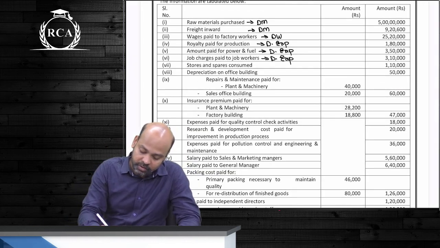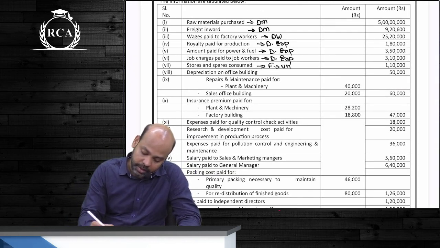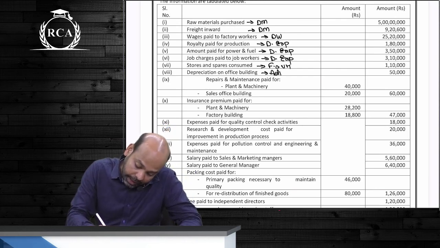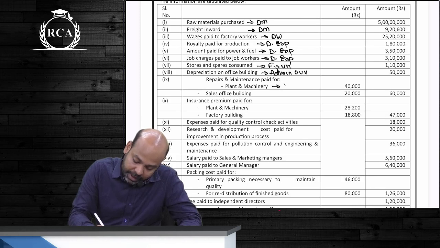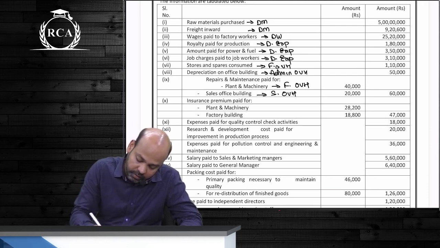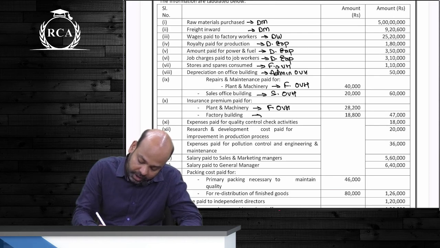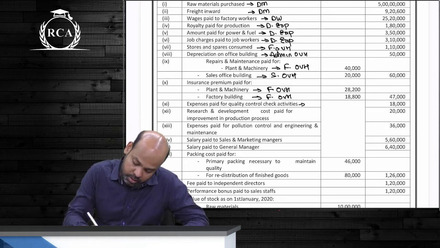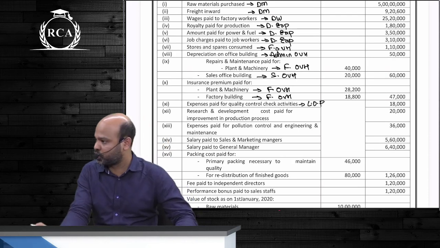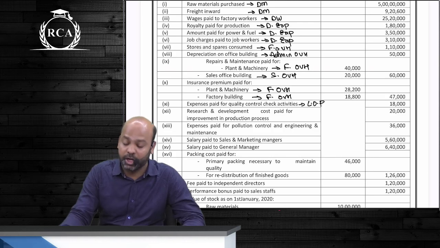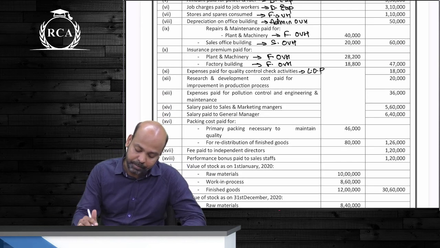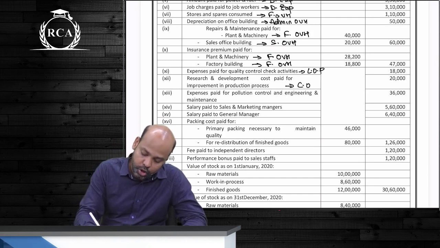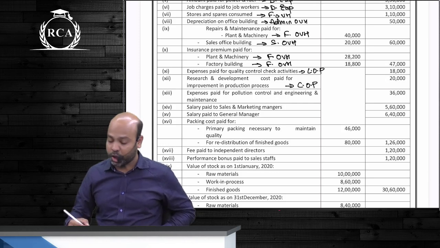So stores and spares consumed, factory overheads. Depreciation on office building, admin overheads. Repairs and maintenance paid for plant and machinery, factory overheads. Repairs and maintenance paid for sales office building, selling overheads. Insurance premium paid for plant and machinery, factory overheads. Factory building, factory overheads. Expenses paid for quality control check. Can I write COP? Cost of production. मतलब after networks cost, but added to arrive at your cost of production. Research and development cost paid for improvement in production process. Cost of production.